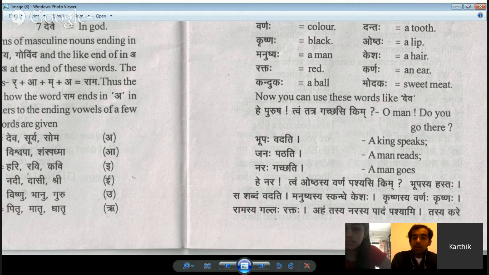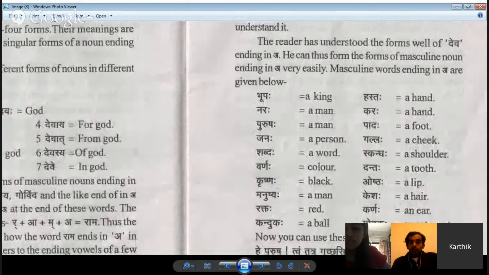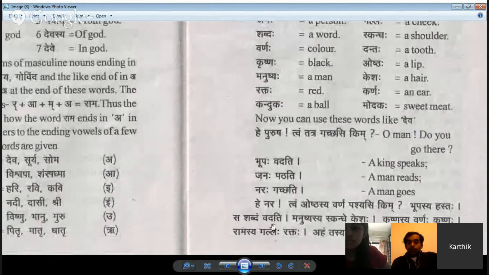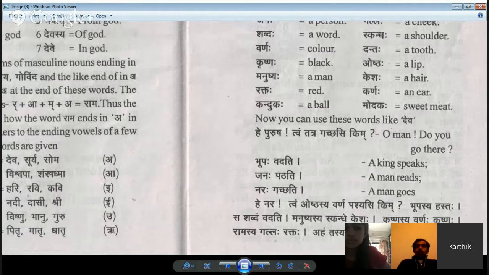The next, Bhupasya Hastaha. This Sya should become very easy for you. Sya is basically the apostrophe S in English. Bhupasya Hastaha. Hastaha means hand, from the word from which heart comes. Bhupasya Hastaha, the king's hand. Sa Shabdam Vadati. We saw Shabdaha already in this word list, a word. We know Sa Vadati, he speaks. So, what does he speak? Here, again, the object of speaking is the word that is spoken. So Shabdaha becomes Shabdam. It is the Dvitiya Vibhakti.